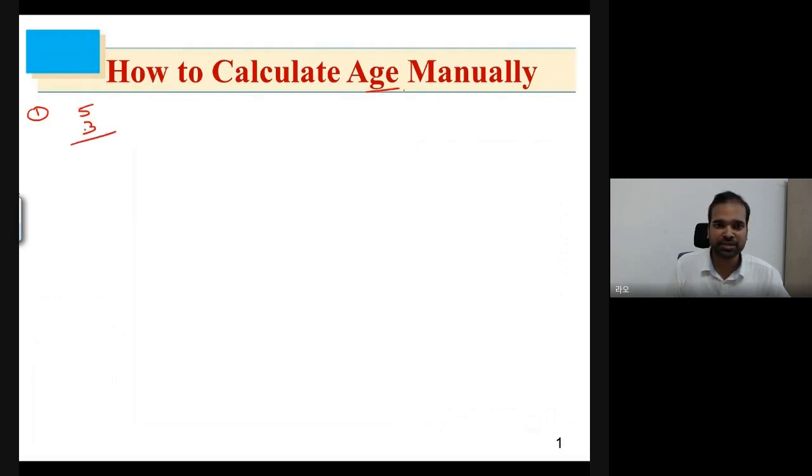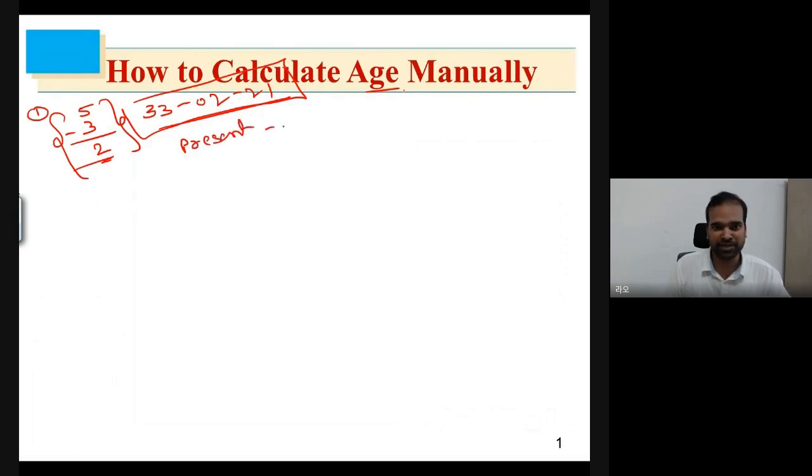So what would be the result? 5 minus 3, you will get 2. That's because if someone asks your age, you will tell 33 years 2 months 21 days. This is for example, right? So here, 33 years 2 months 21 days, you don't have any negative value. Due to that reason, whenever you are performing age calculation, you need to perform higher value minus lower value. That means the present date minus your date of birth, that means the previous year. So this is very important to calculate age manually.